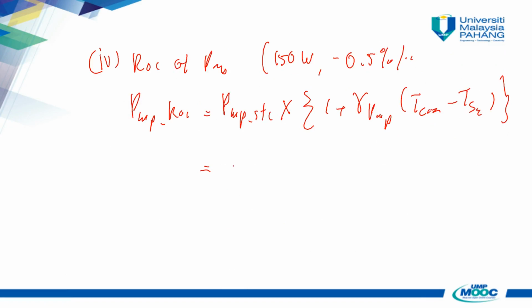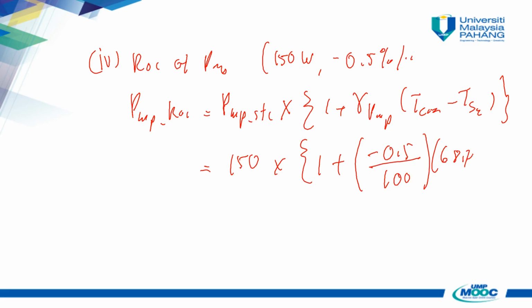150. Okay, 1 plus what? Syed. 0.5. Okay, negative 0.5. Over 100. Don't forget over 100. And then 68.75 minus 25. Okay, please calculate. How much is it?